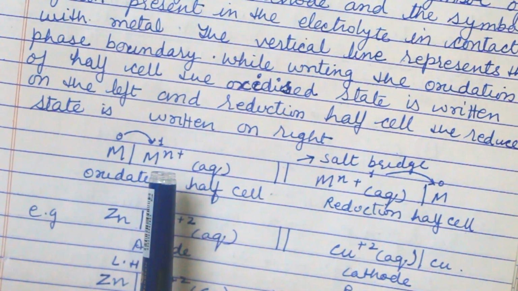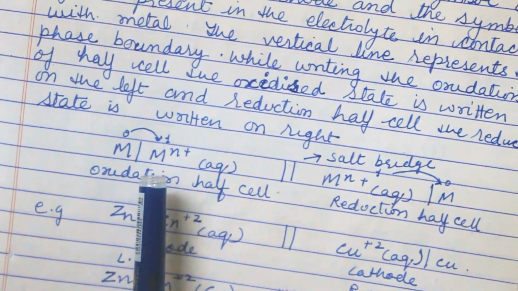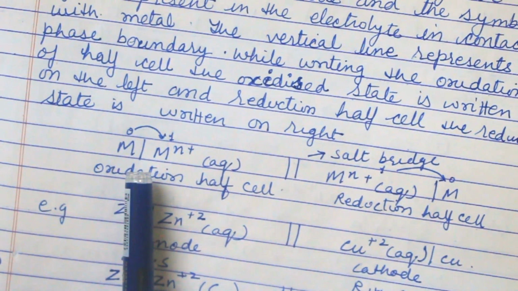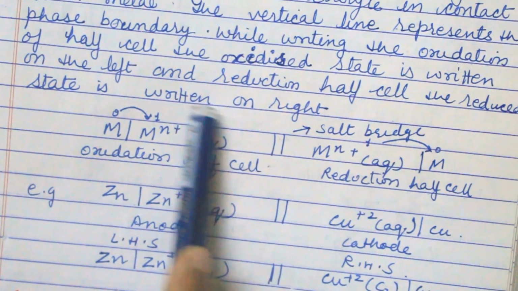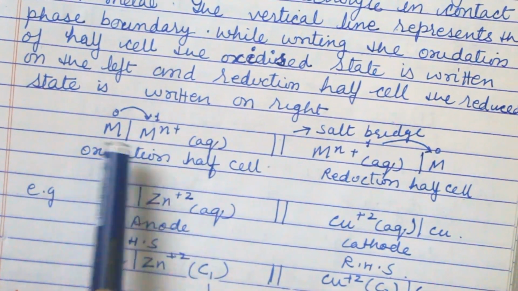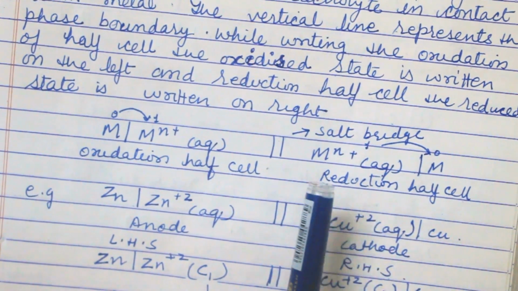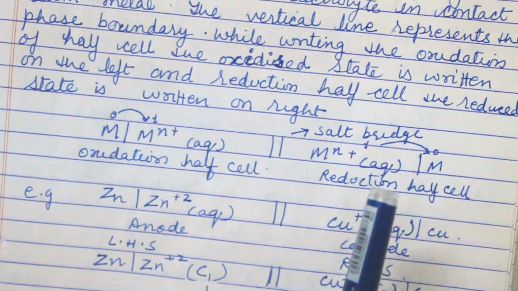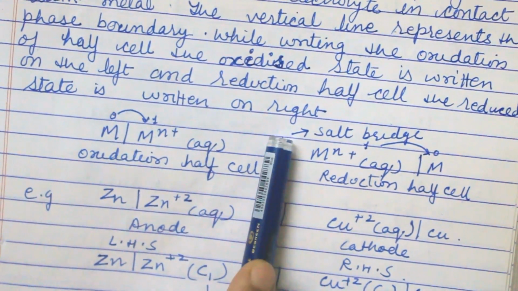The vertical line represents the phase boundary. While writing the half cells, the oxidation half cell is written on the left hand side, and the half cell which undergoes reduction is written at the right hand side. In between the two cells there is a salt bridge.